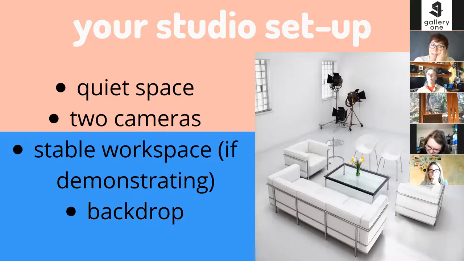The workspace: if you're demonstrating, make sure whatever you're working on doesn't shake around your whole camera and your computer and all that stuff. Make sure you've got it on a good steady table. Again, that goes under the category of things Robin has learned the hard way. Don't put all your stuff on a shoddy, shaky table and then try to work.